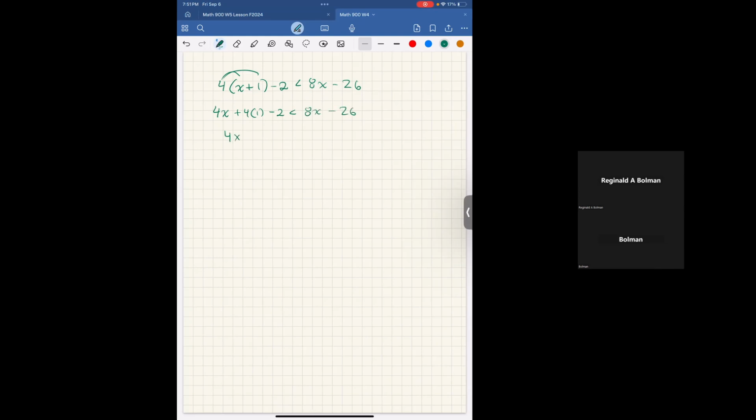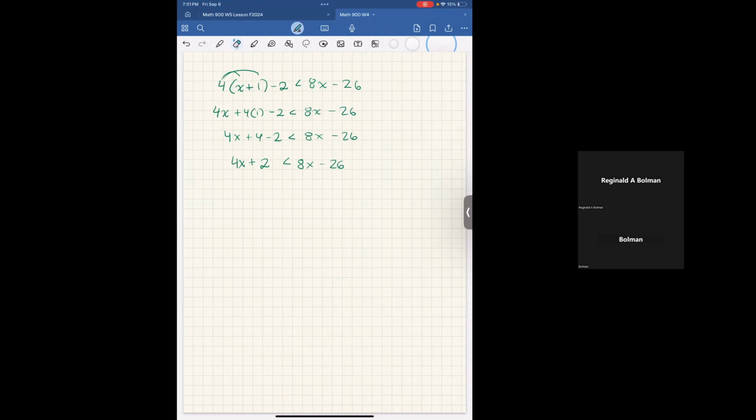You get 4x plus 4 minus 2 is strictly less than 8x minus 26. 4 minus 2 is 2. Now we have a collection problem, right? We have terms that are on both sides of our inequality operator. So we need to determine what side we want to collect all of our terms to.